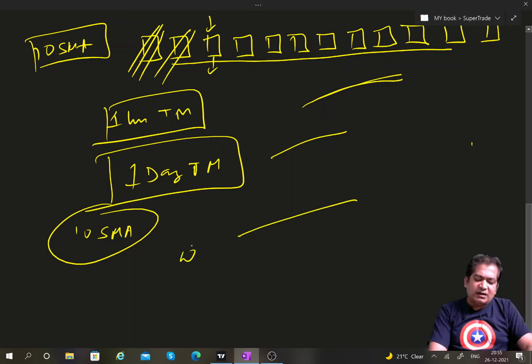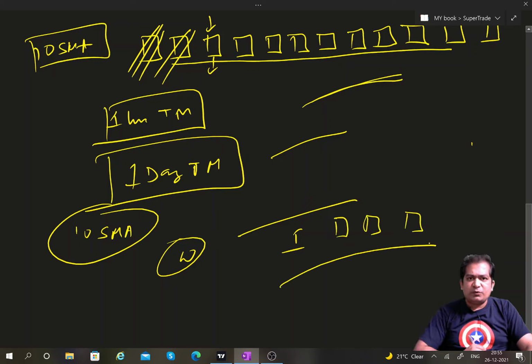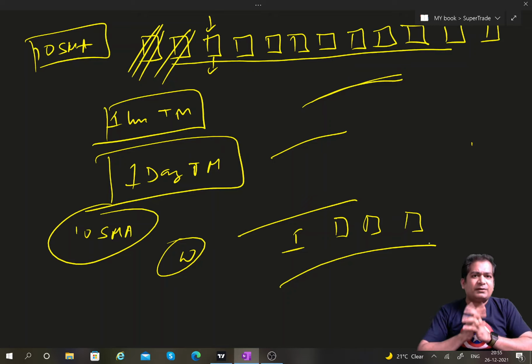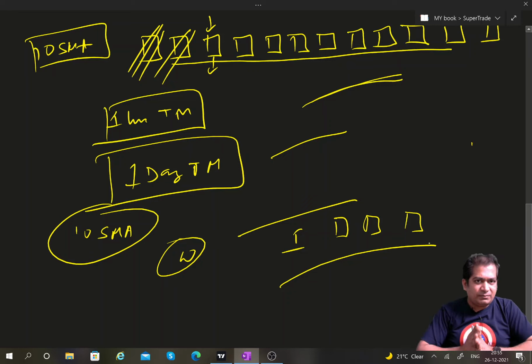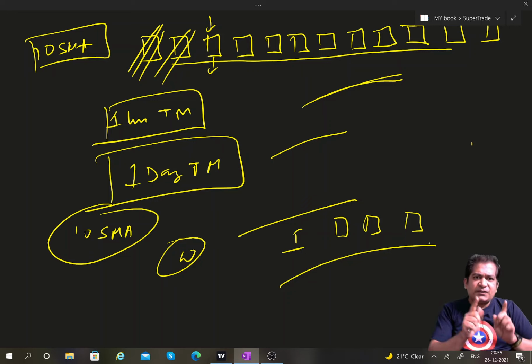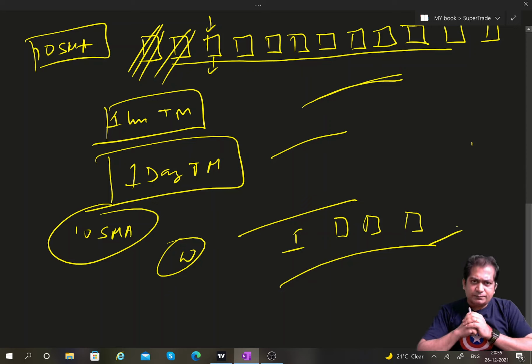You can as well take a weekly time frame. You can use a 1 minute time frame. If you're using a 1 minute time frame, it means 10 minutes worth of data will be represented by this particular moving average. So for every time frame, the moving average will be different, because you are taking a higher duration when you increase the time frame. If you are using a 5 minute time frame and a 10 simple moving average, it means 50 minutes worth of data will be represented by the moving average line.